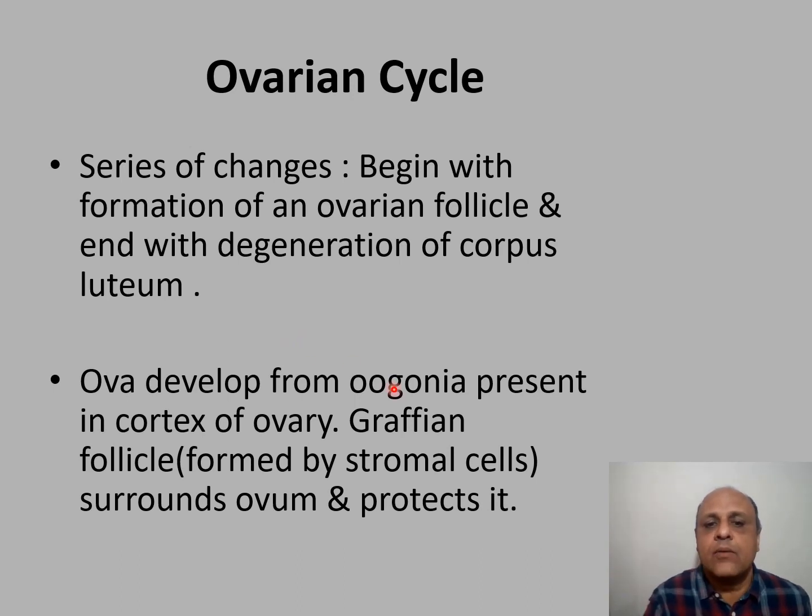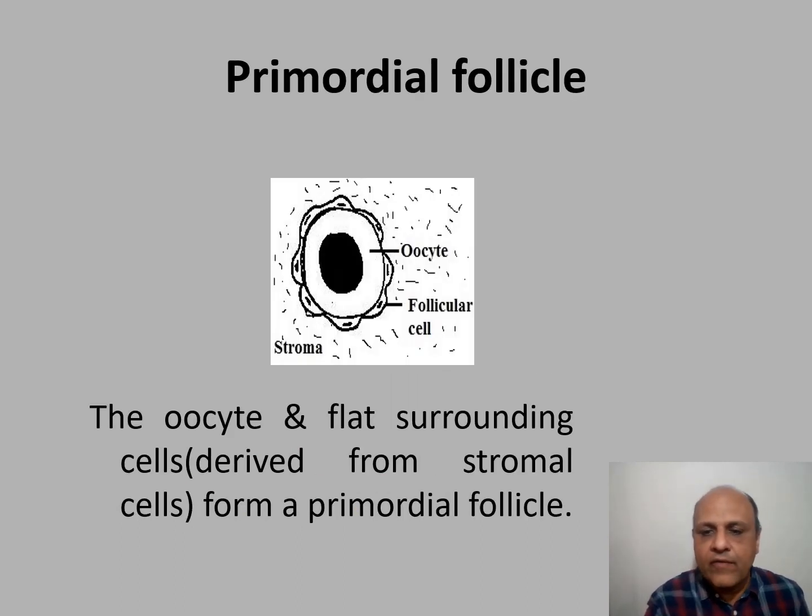Now ova develop from oogonia present in the cortex of the ovary, while the Graafian follicle is formed by stromal cells which surround the ovum and protect it. We will see how. So, ovarian cycle. We have to first describe the process of formation of ovarian follicle. So let us start with the stages here.